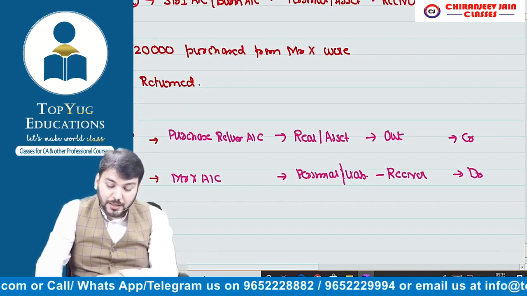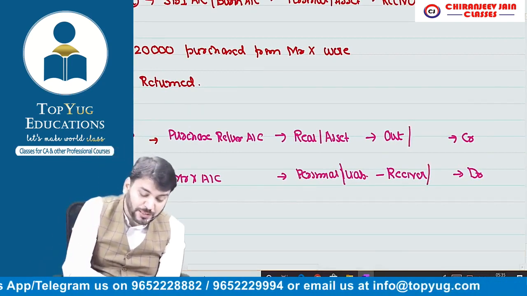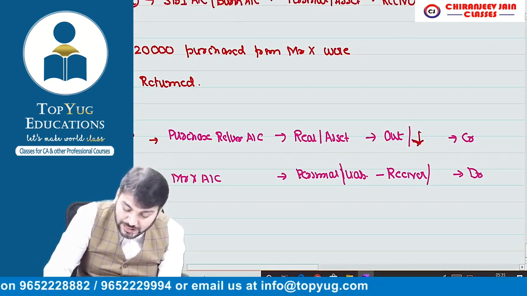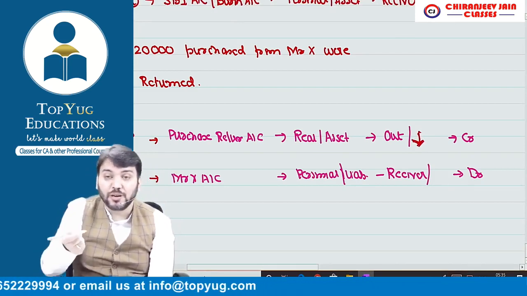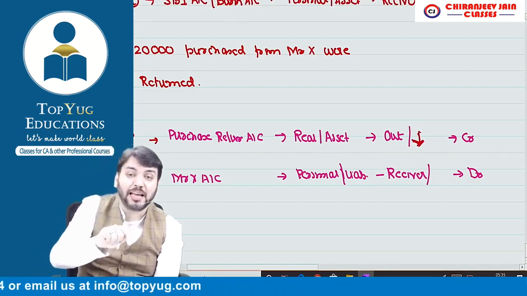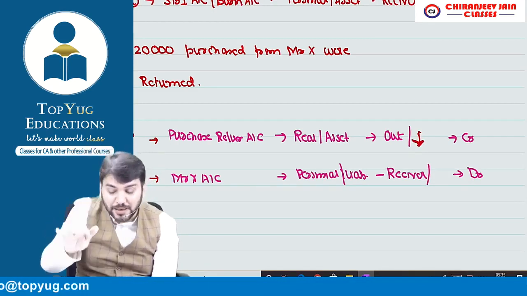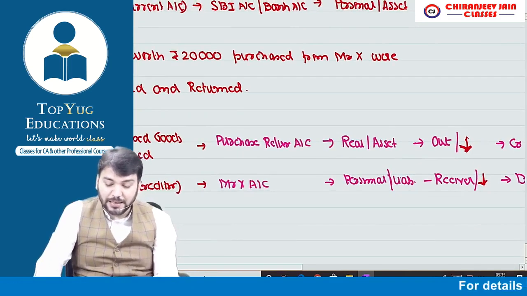Understood this point? If you apply golden rules, goods is going out, which means decrease in asset. So decrease in asset will be credited. And once you have returned the goods, you are not supposed to pay Mr. X, which means your liability decreases. So decrease in liability will be debited.